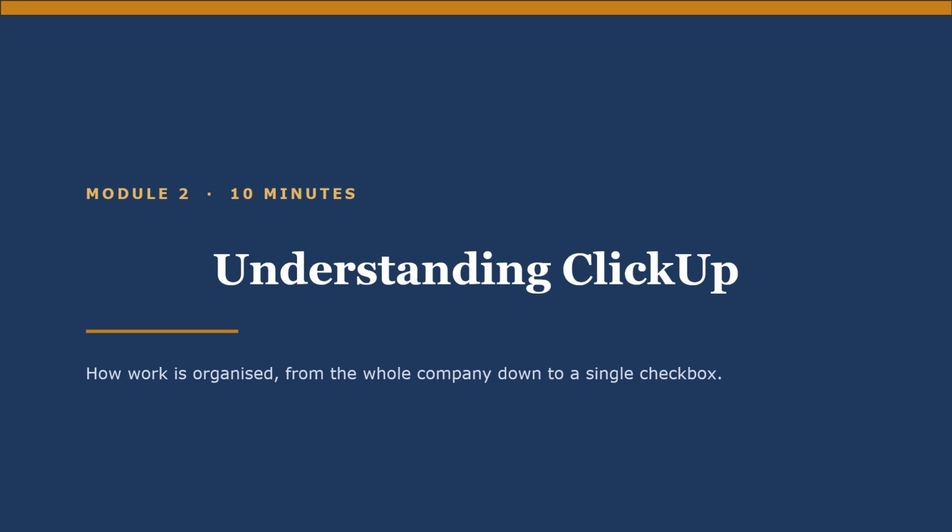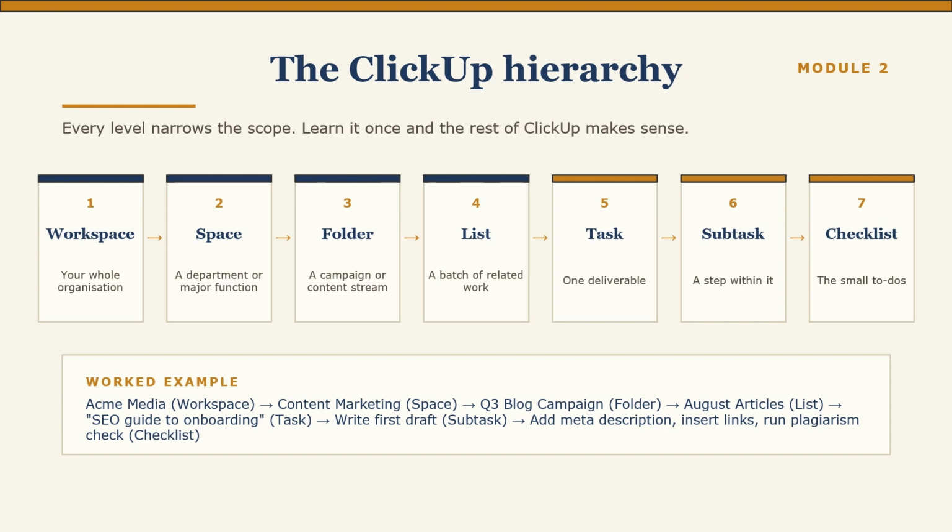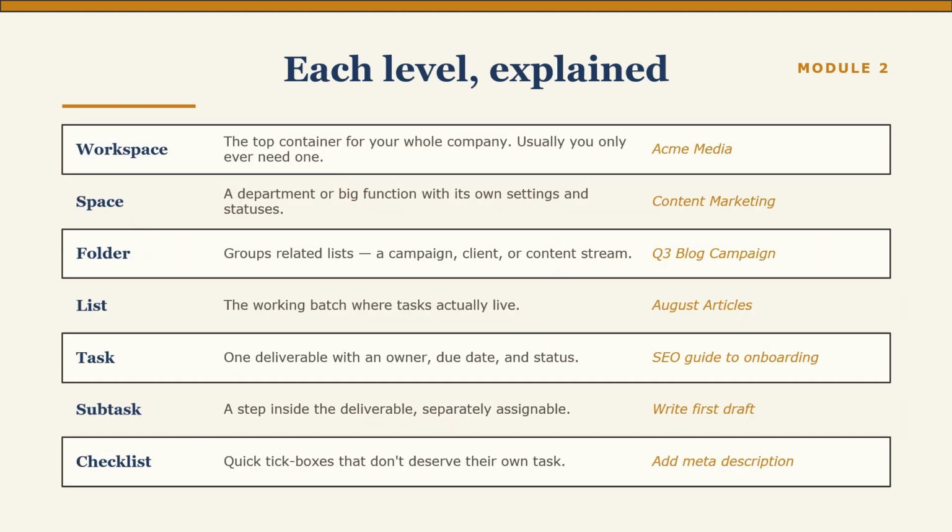Before we create our project, there's something very important you need to understand about ClickUp. It's the hierarchy. ClickUp uses a structure that helps you organize your work from the highest level down to the individual tasks. The structure is Workspace, Space, Folder, List, Tasks, Subtasks, and Checklists. Let's break each one down.